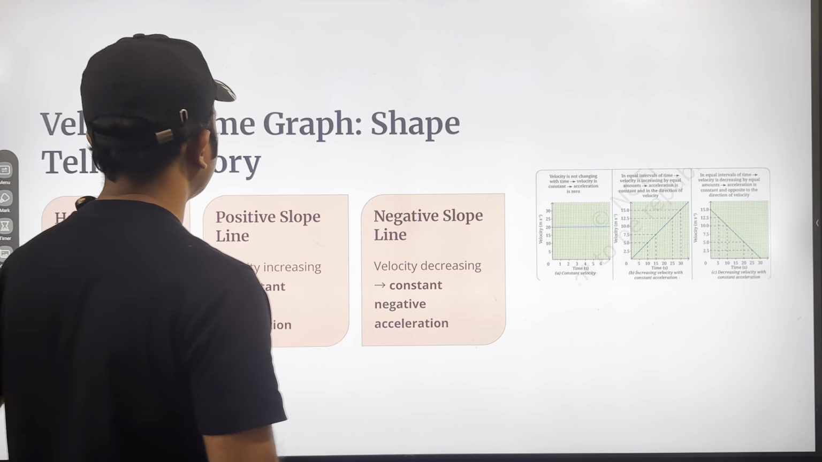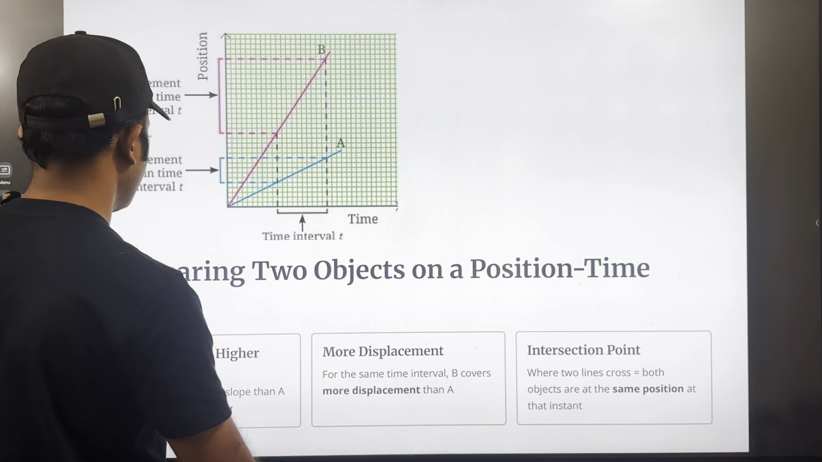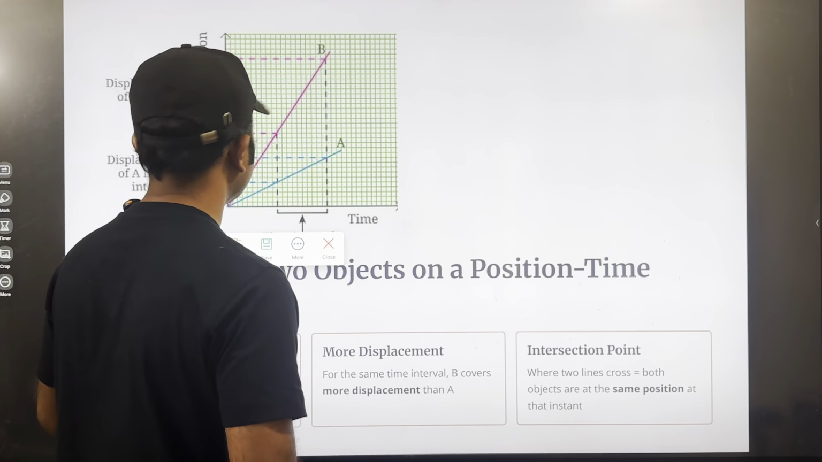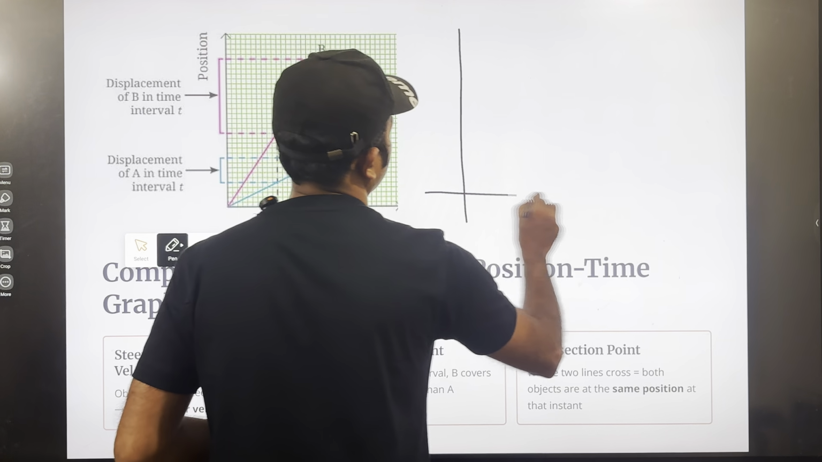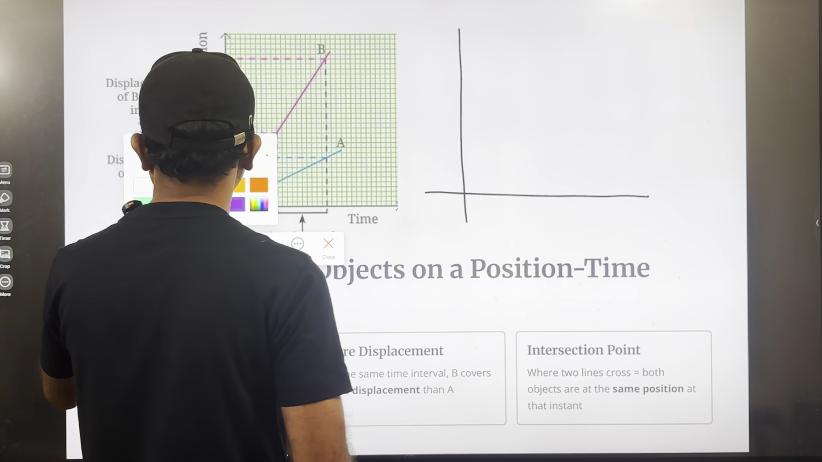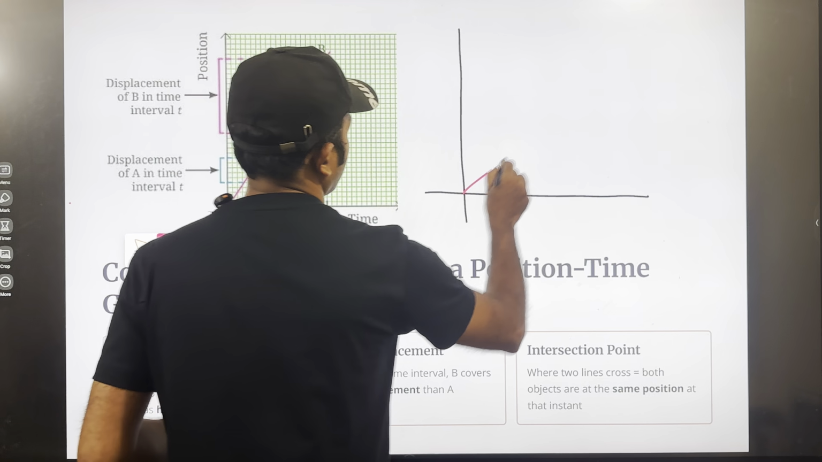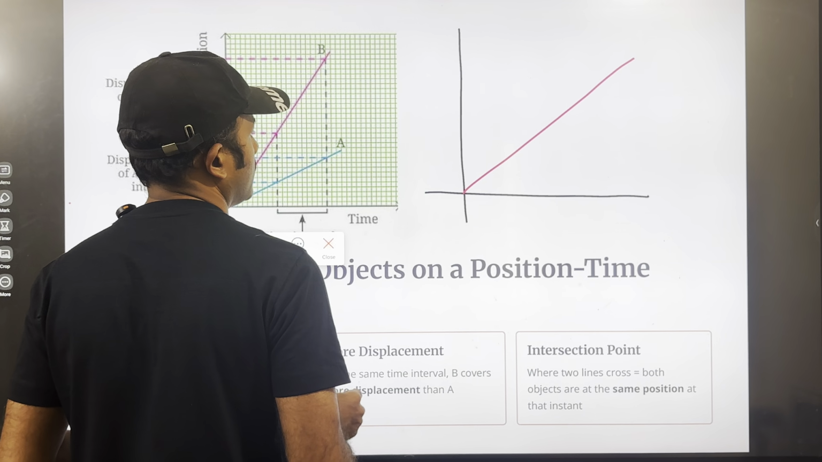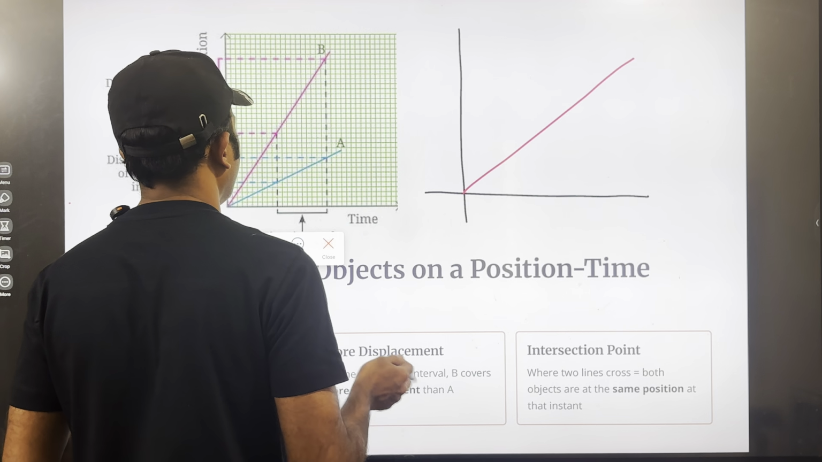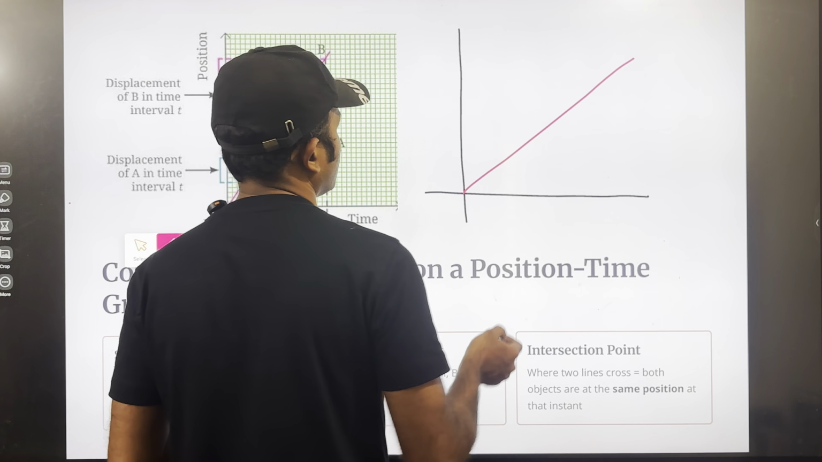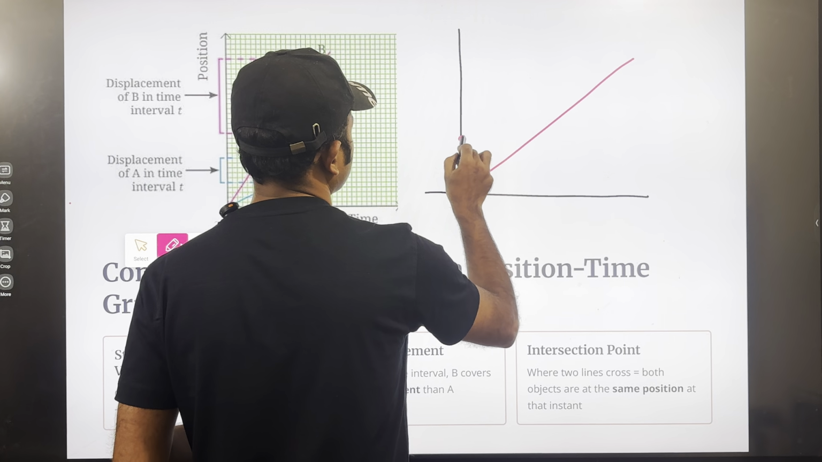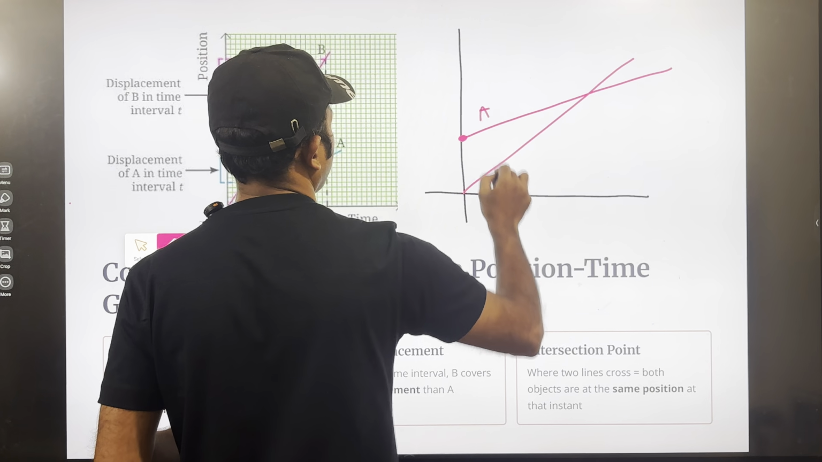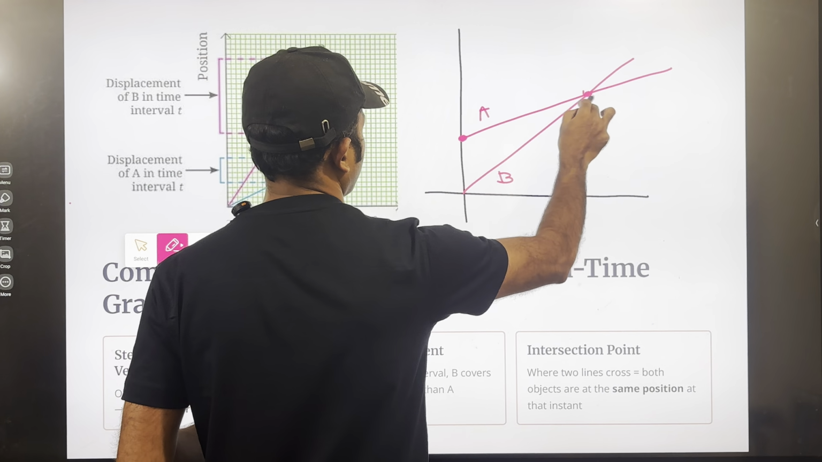Okay, so now you plot the graph. For example, I am taking two lines here. One is moving like this, and for example, you have to intersect, right? So car A starts from here, it moves like this. This is car A, and car B, both intersect at one point.